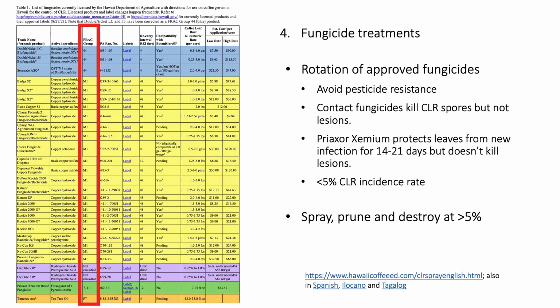A rotation of these contact and/or translaminar fungicides must be applied when CLR incidence and severity is under 5% for effective management. Past this 5% level, spraying along with pruning and removal of infested plant materials may be necessary to regain control of the disease.